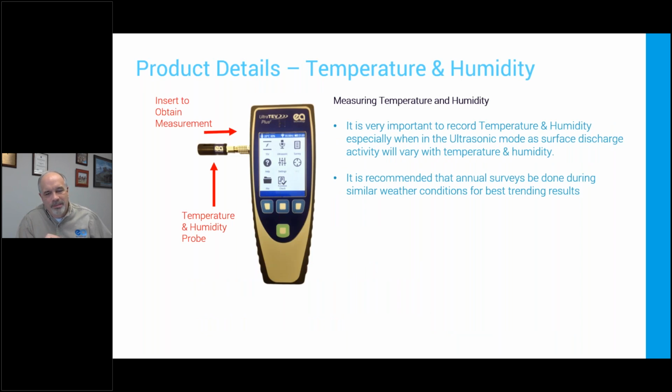Temperature and humidity, I'm talking longer than I should. I'm going to skip over that, but you want to measure temperature. You want to record it with every survey. Humidity, you want to record it with every survey you take so you can judge those results in the future.